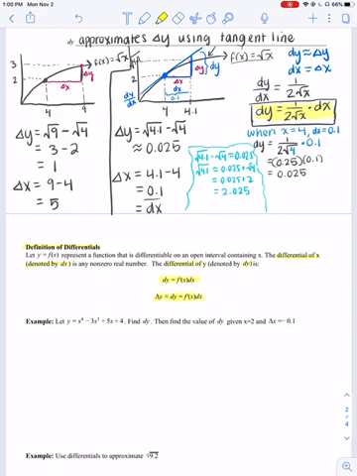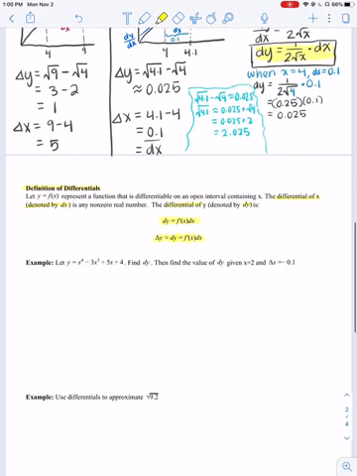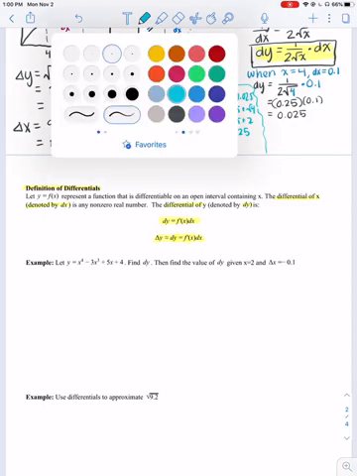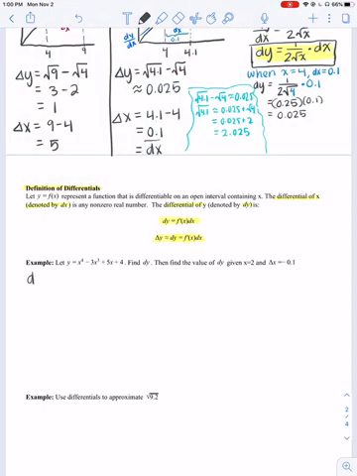Find dy, then find the value of dy given x equals 2 and delta x equals negative 0.1. So dy is going to be equal to the derivative of that function, so (4x cubed minus 9x squared plus 5) times dx. That's all there is to it, okay? Now so that's dy. We did step 1.